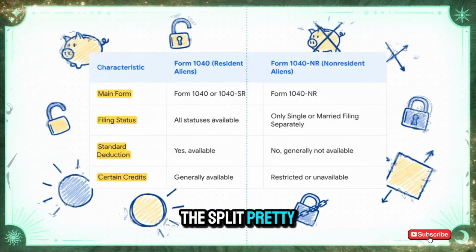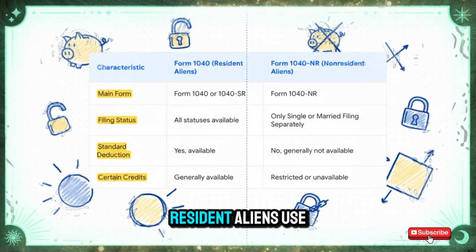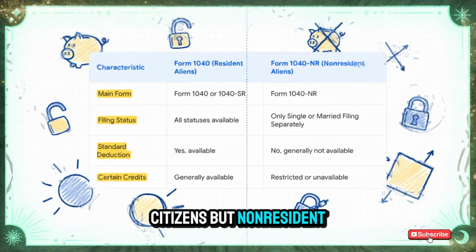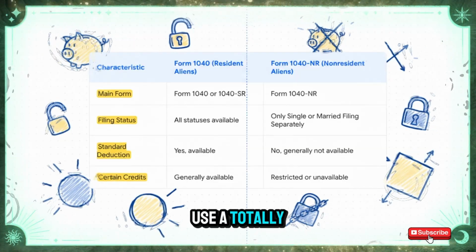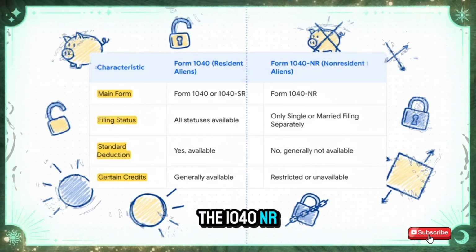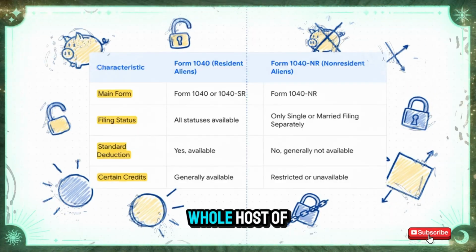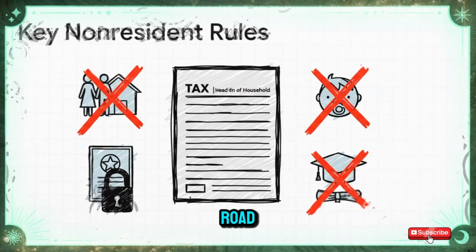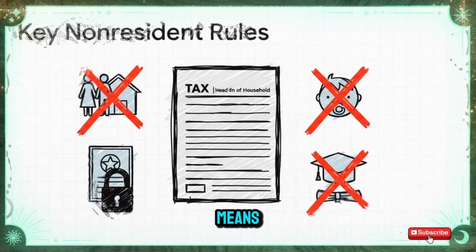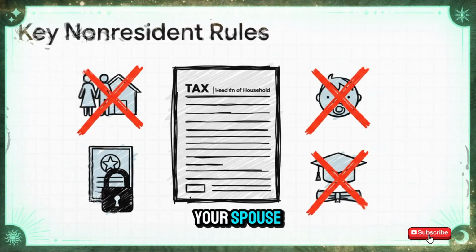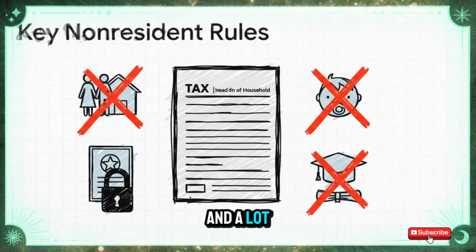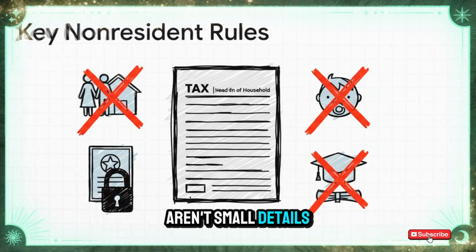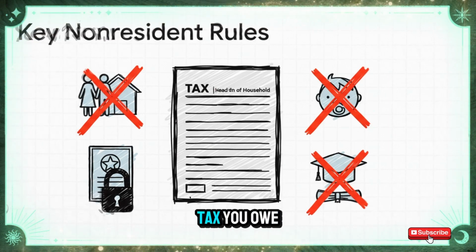You can see the split pretty clearly right here. Resident aliens use the same Form 1040 as US citizens, but non-resident aliens, they have to use a totally different form, the 1040-NR, and that NR comes with a whole host of restrictions. And this is where the rubber really meets the road. Being a non-resident alien filer means you generally can't file jointly with your spouse. You can't take the standard deduction, and a lot of the most common tax credits are just off limits. These aren't small details. They can make a huge difference in how much tax you owe.